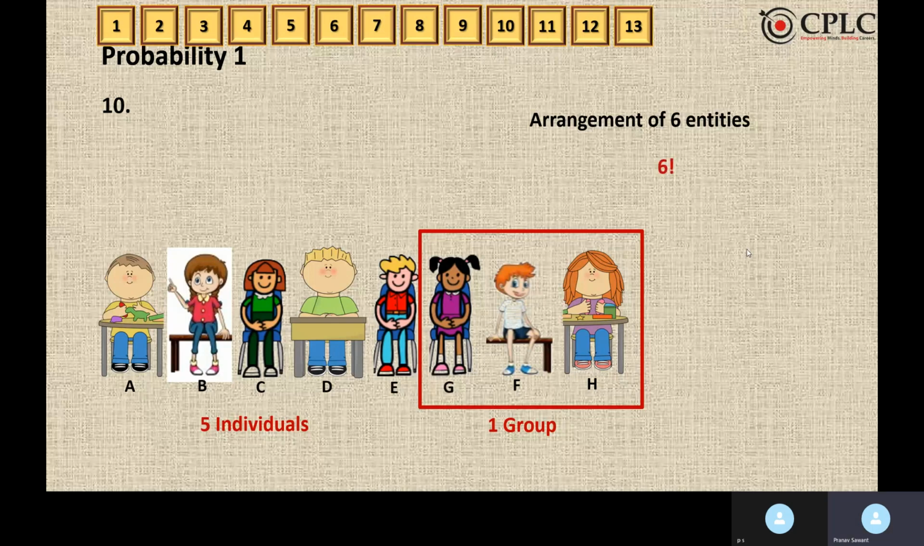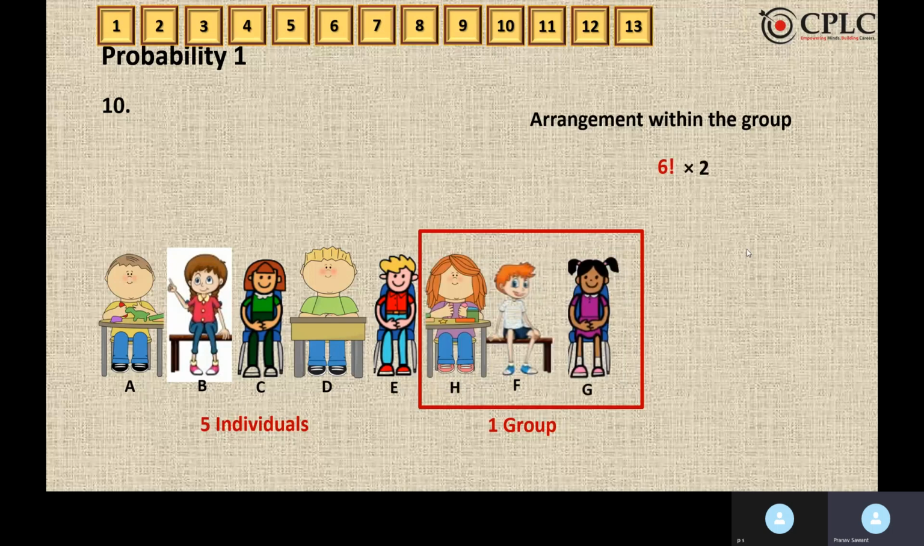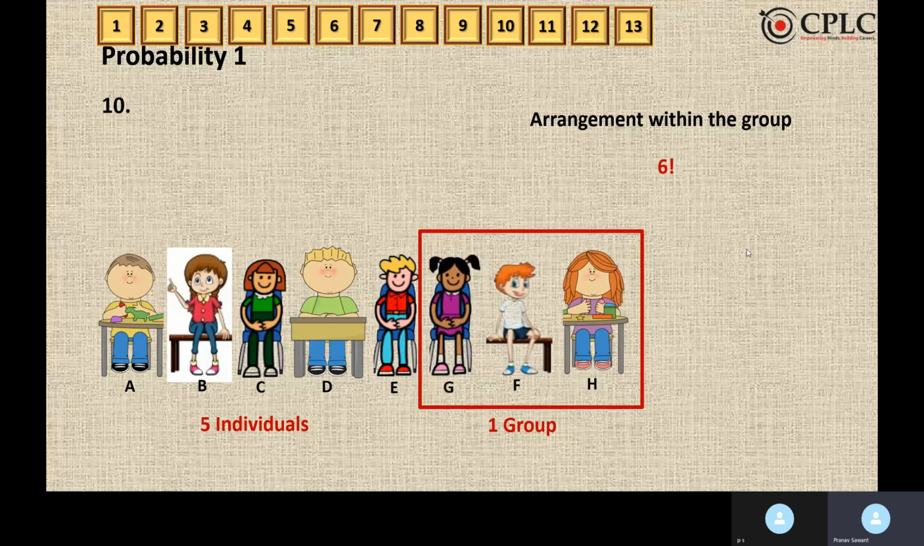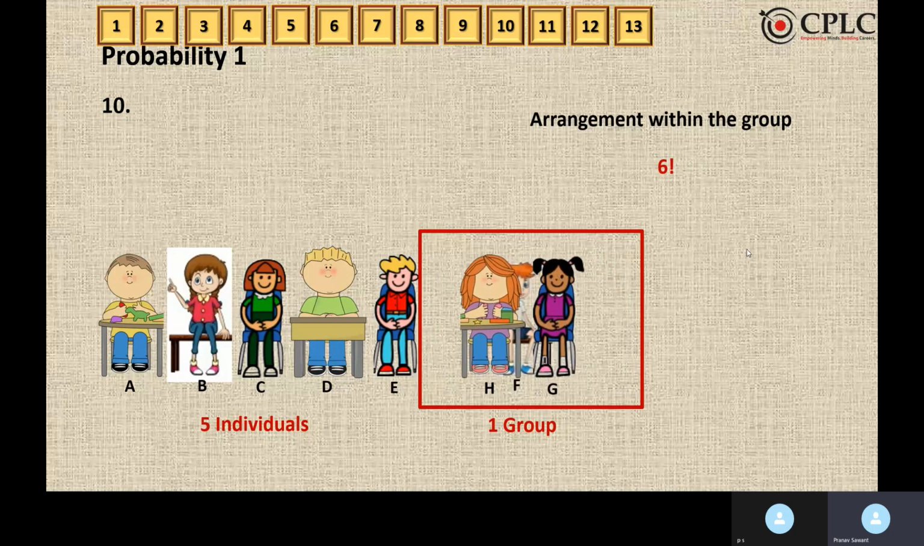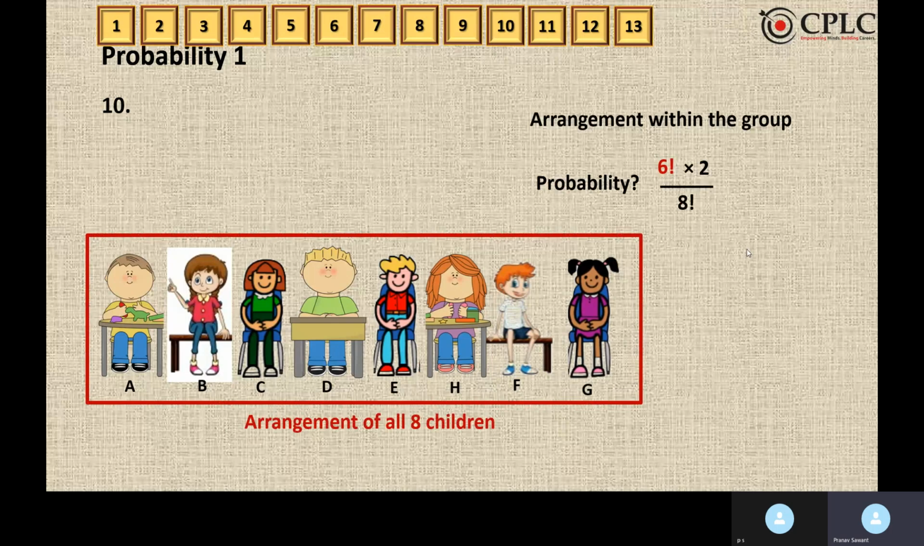Six entities can be arranged in 6 factorial ways, but G, F, and H can also be arranged among themselves. So they can be arranged in 3 factorial ways. That is, they can be arranged in two ways because the position of F is fixed. That means we just have to arrange H and G. So H and G can be arranged in two ways. First way, it will be GFH. Second way, it will be HFG. So 6 factorial into 2 upon all possible outcomes, which is 8 factorial. Hence option 3 is the answer.